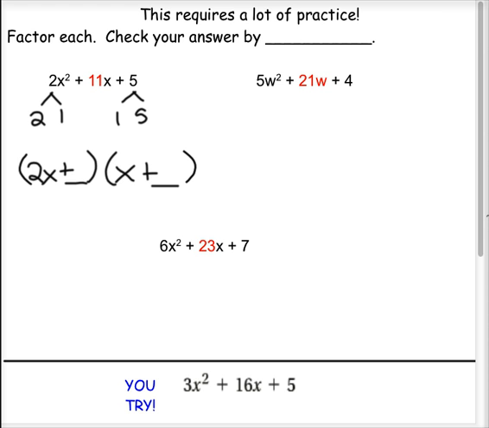But now we have the 5 to deal with. So 1 and 5. So again, I'm going to start plopping them in, seeing what happens. So I'm going to start with the way I have it written.